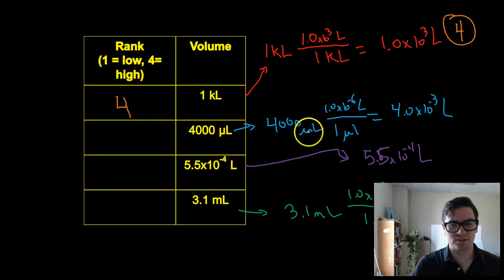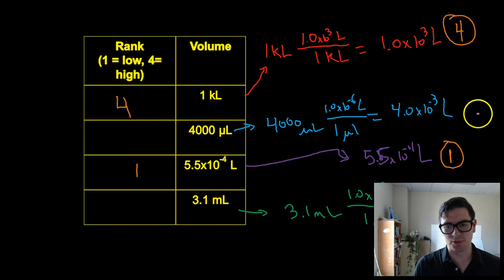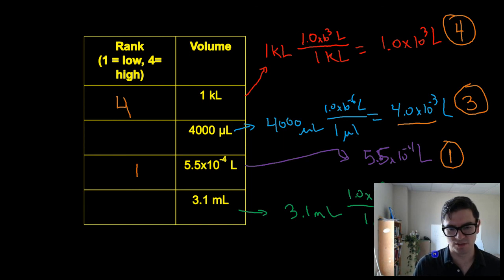For the second largest, if you look at this, these are 10 to the minus 3 here. This is 10 to the minus 4, so this one's actually going to be your smallest. Since this one's your smallest, this is going to be 1. Between these two, both are on the same scientific notation scale, and 4 is slightly larger than 3.1. So this one's going to be your second largest, so I'm going to call that one 3. This one's your second smallest, so I'm going to call that one 2. So we go with 3, 2. Okay, that's the general process.